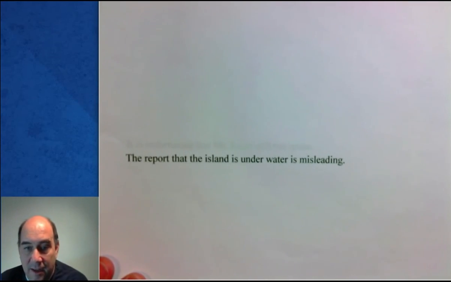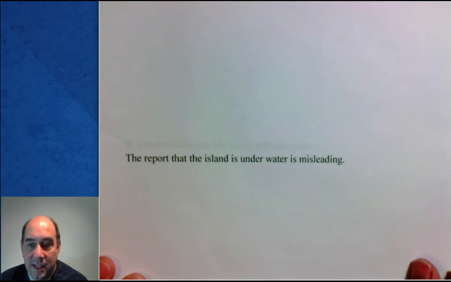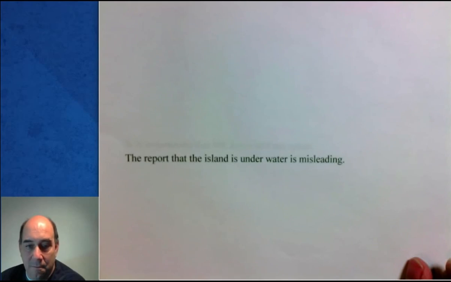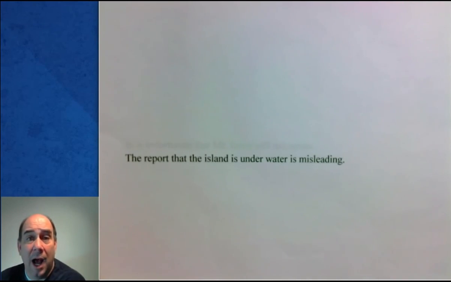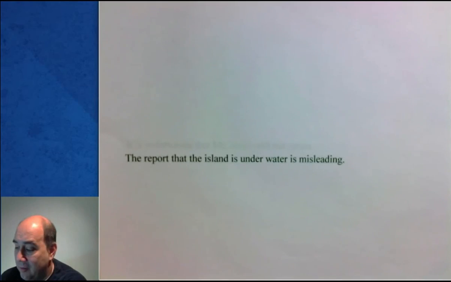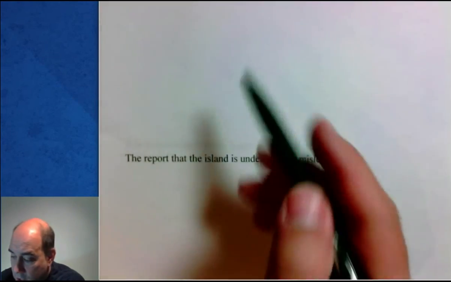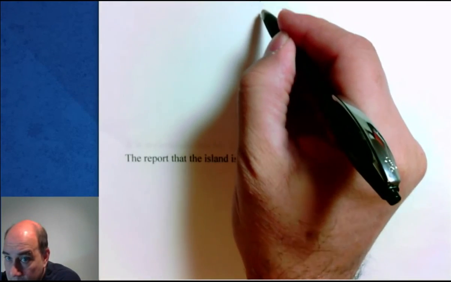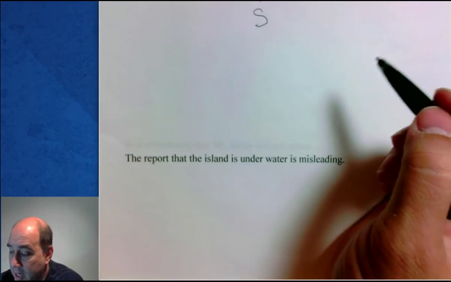This one here: the report that the island is underwater is misleading. Again, I'm going to be looking for my major markers. Where's my main verb? Where are any clause markers? And where are my prepositional markers? Those are the things I'm going to be looking for. So, we've got a subject. Let's start up here with a big S, for a sentence.